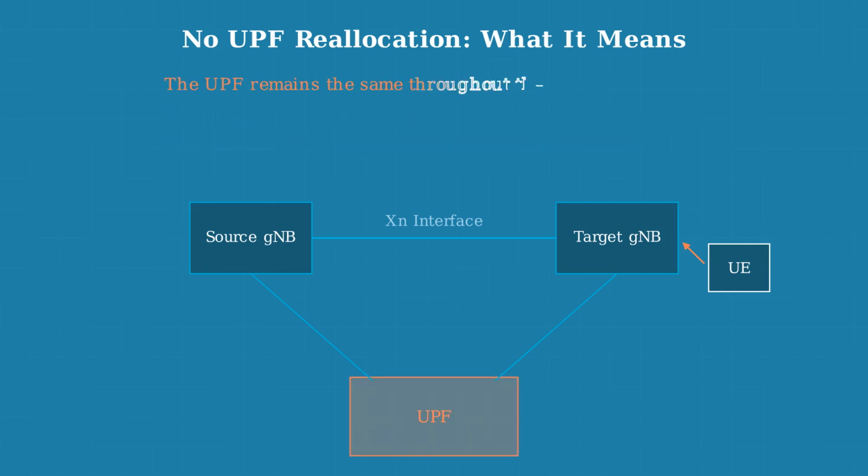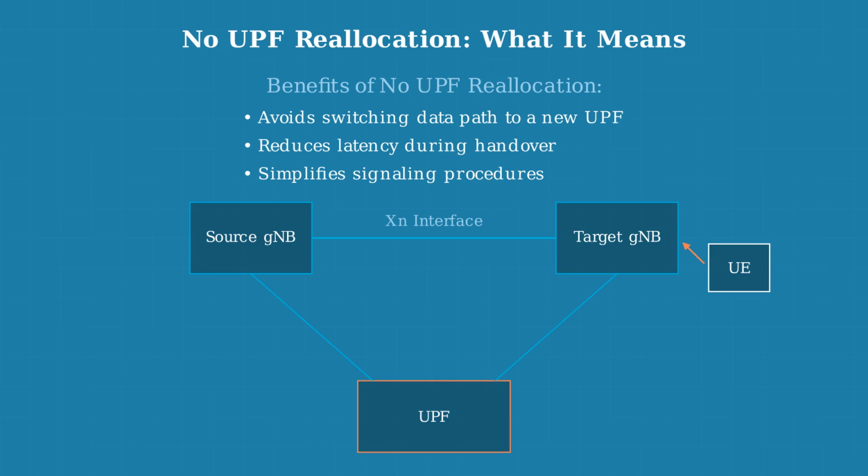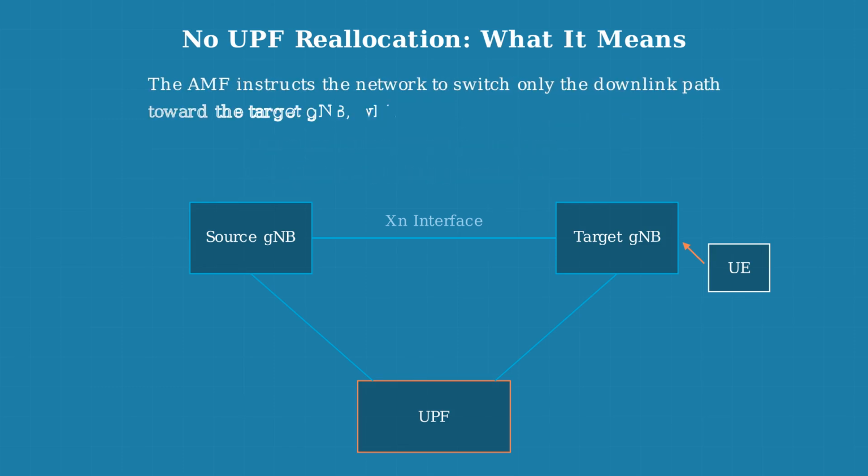The critical aspect of no UPF reallocation is that the user plane function remains the same throughout the handover process. By maintaining the same UPF, the network avoids switching the data path to a new user plane function. This approach reduces latency during handover and simplifies the overall signaling procedures. In this scenario, the Access and Mobility Management function simply instructs the network to switch the downlink data path toward the target gNB while maintaining the same user plane function throughout the process.